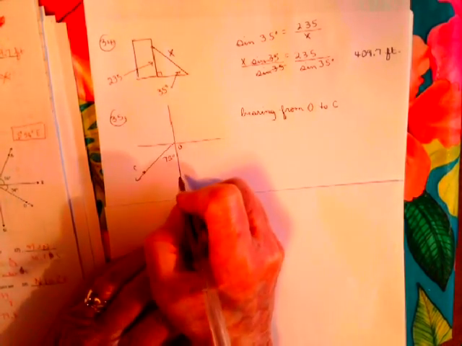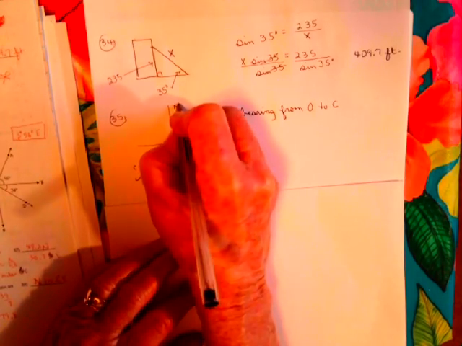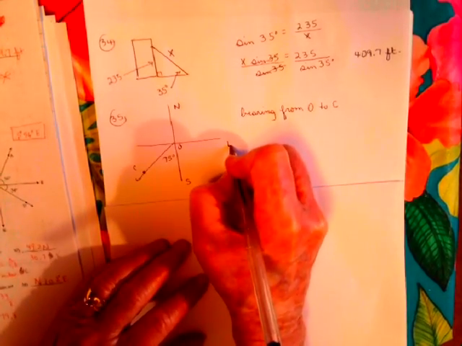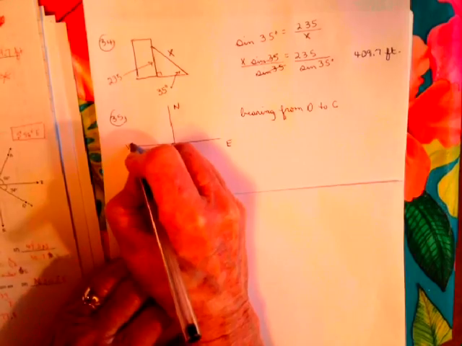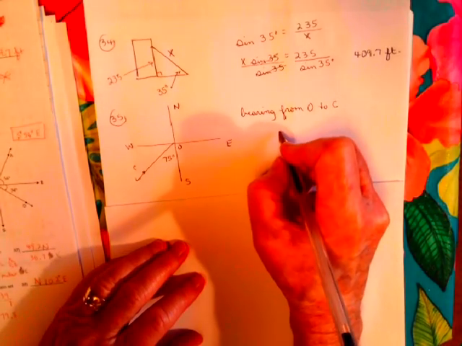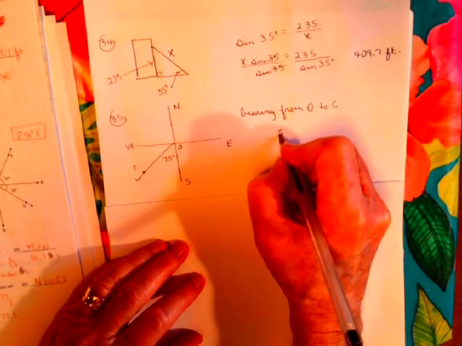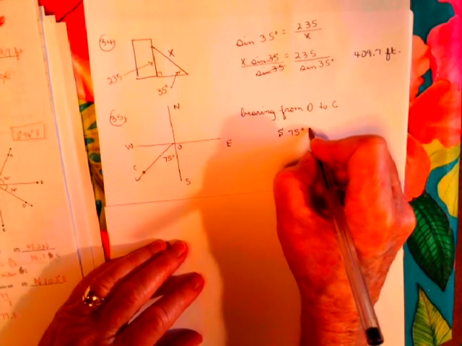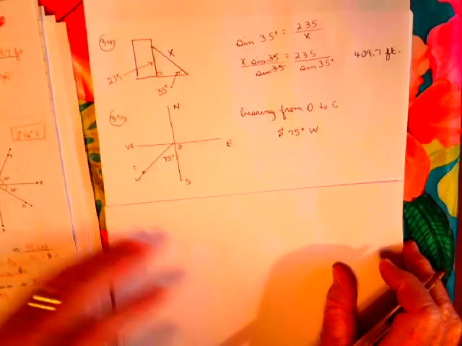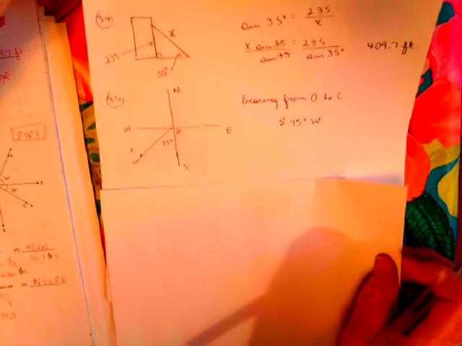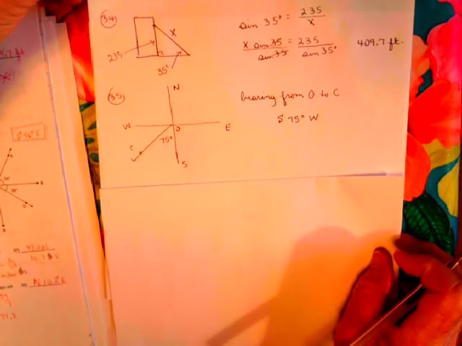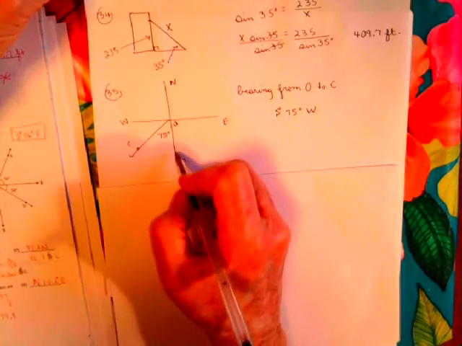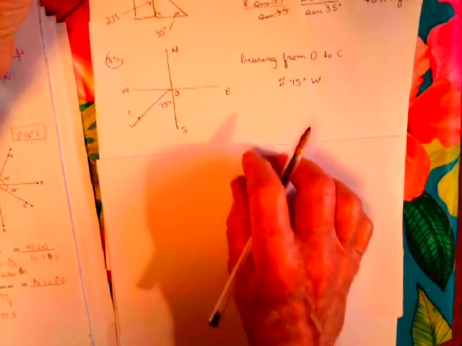You know, this is north, south, east, west. So this is south, 75 degrees west. Bearing is always the distance from the north-south line to the ray.